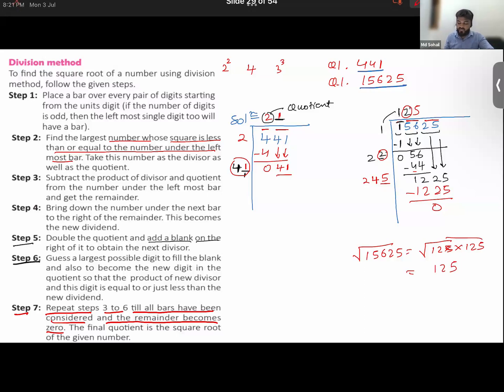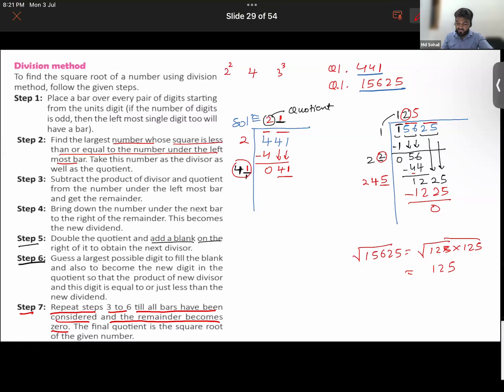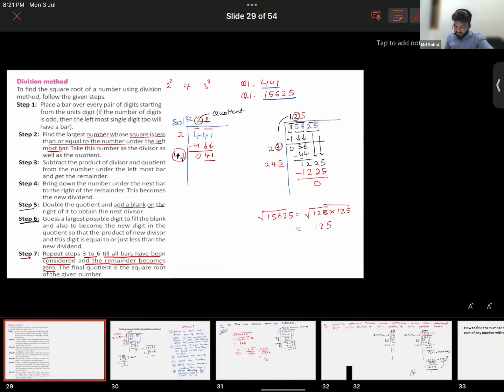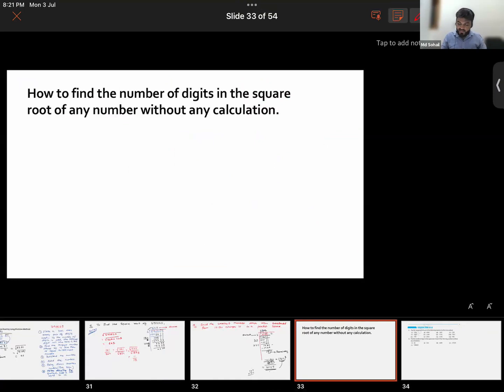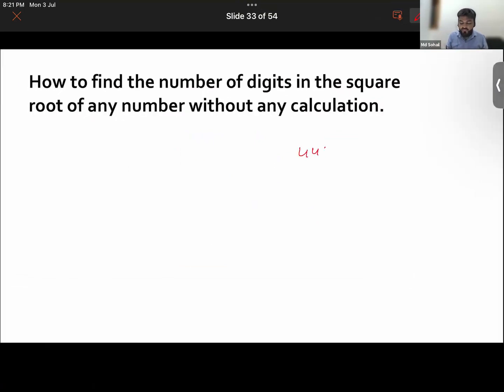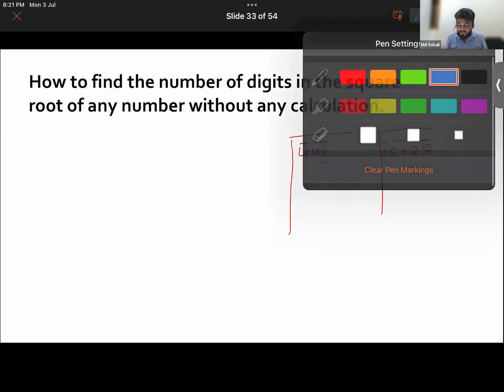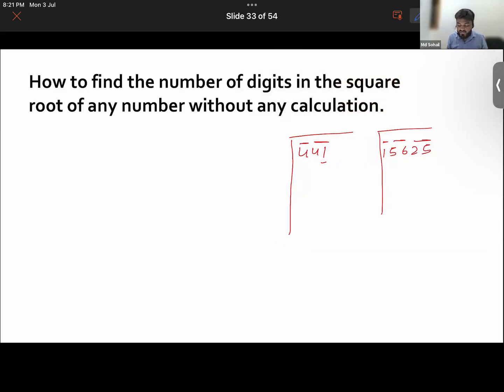All right, now there's one more thing I need to tell you guys about this. If you notice one thing here, all these numbers like 441 and 15,625, count the number of digits in them. Sorry, when you place bars over them like this and like this, how many bars were present in each of them? There were 2 bars in this one. Yes, sir. And there are 3 bars in that one.